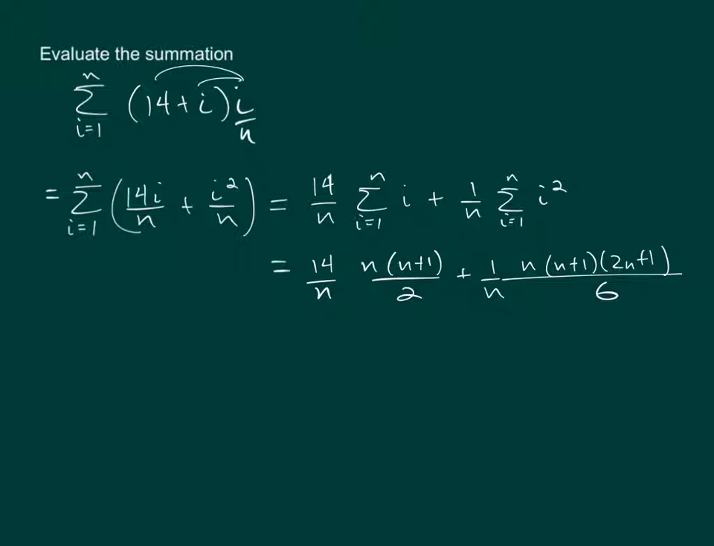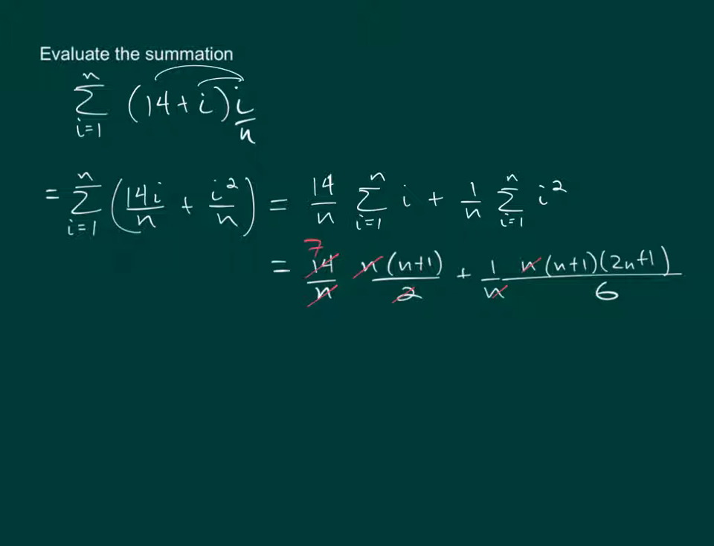And then again, using the technique in the last example, noticing that an n in the denominator here will cancel with an n in the numerator here. Also that this 14 will reduce with this 2. That leaves you with a 7 in the top. As well as in this other term, an n in the denominator will cancel with an n in the numerator. However, 1 over 6 is already as reduced as it gets.